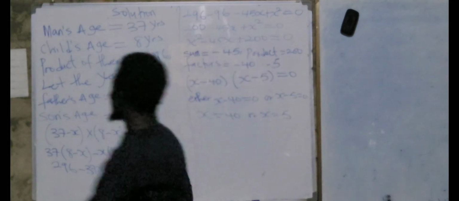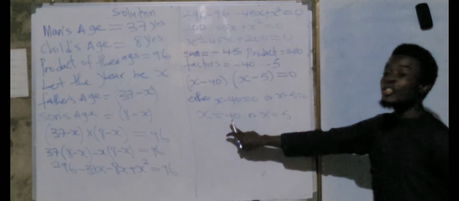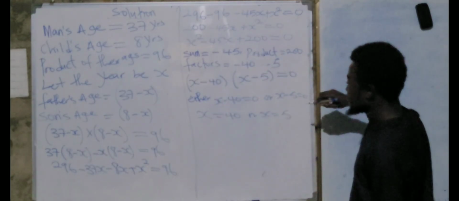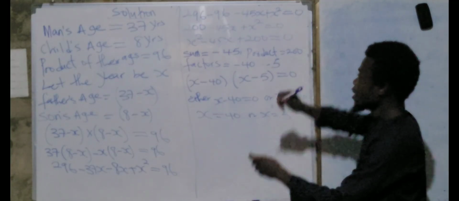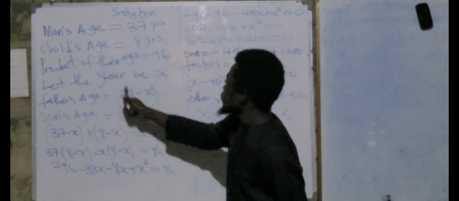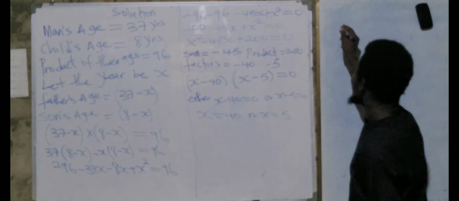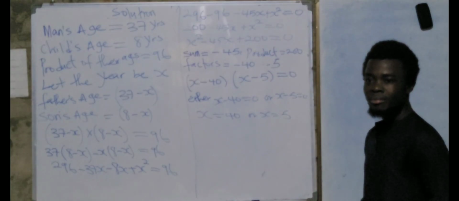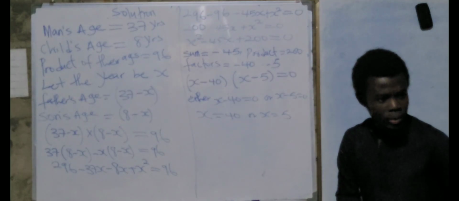If you put 5 here, let's take 5, you multiply, you get 96. When x is equal to 40, right? What do you have over there now? 37, right? Now, for their ages, look at this man here, 37 minus 40. You're going to have a negative value. So use 5. And we are talking about ages, right? It must not be negative. Are we okay here?